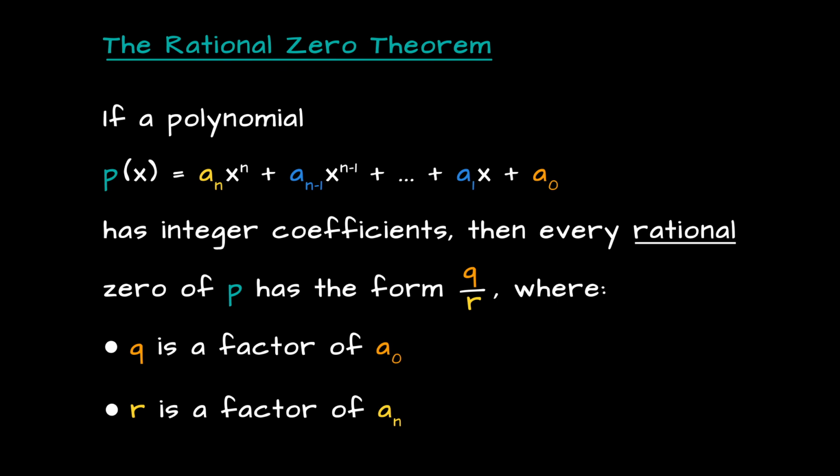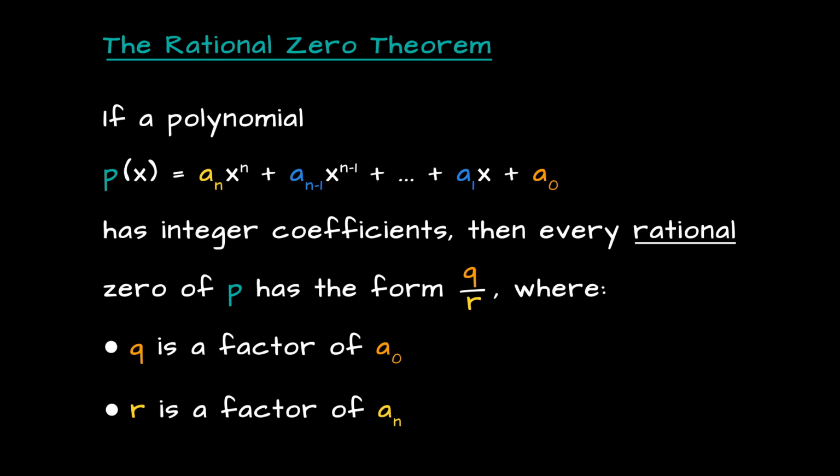One tool that can help in this regard is the so-called rational zero theorem for polynomials, which says that if a polynomial p of x, and here the leading coefficient and the constant term are given different colors in the formula, has integer coefficients, meaning that all those coefficients are just integers, then every rational number zero of p has the form q over r, where q is a factor of the constant term a sub 0, and where r is a factor of the leading coefficient a sub n. Again, any rational zero of p will have that form.